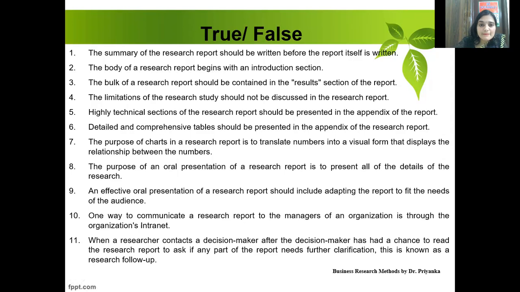Second is, the body of a research report begins with an introduction section. Is it? Yes. First is the introduction. So this is true. Third is, the bulk of a research report should be contained in the results section of the report. Is it? Yes.